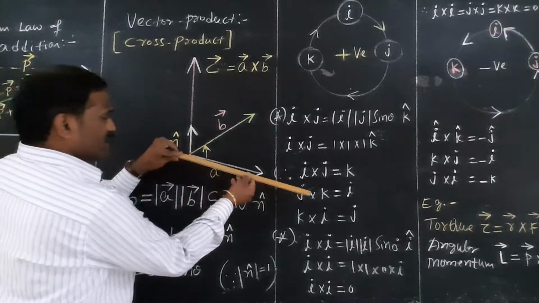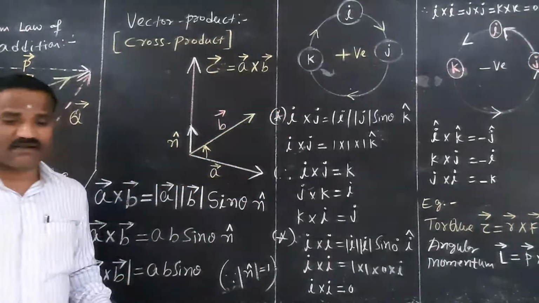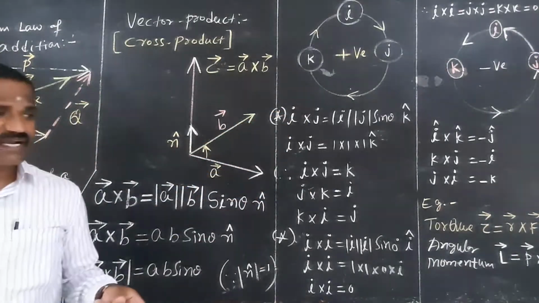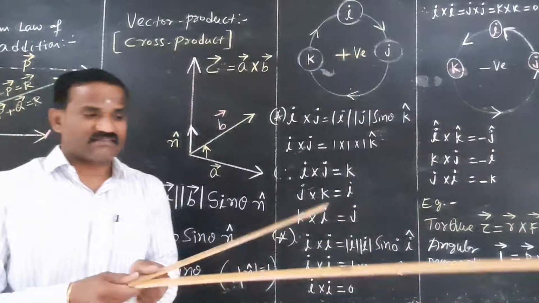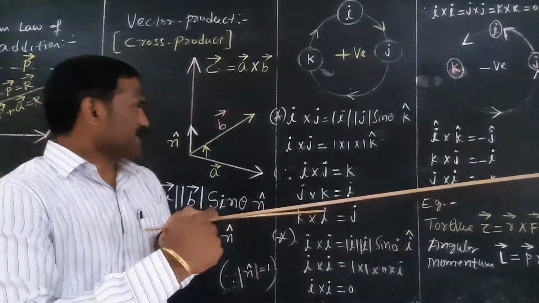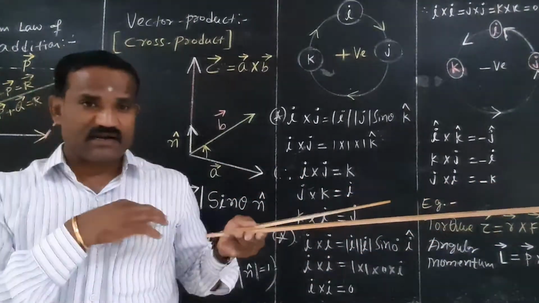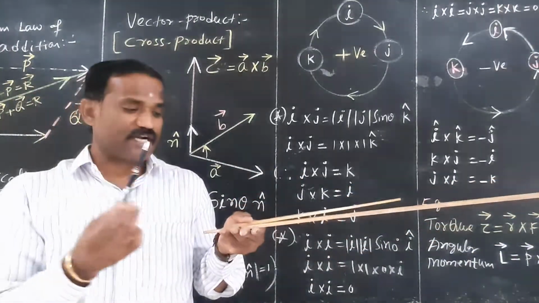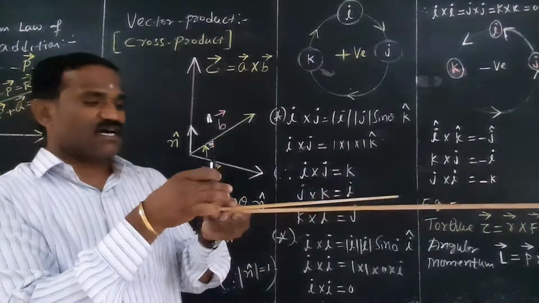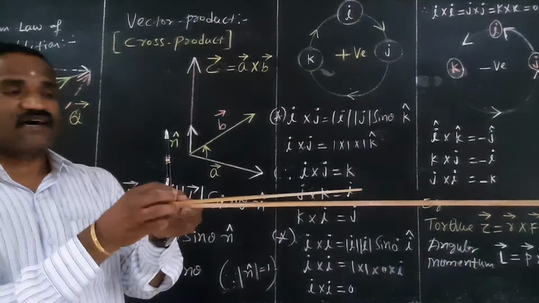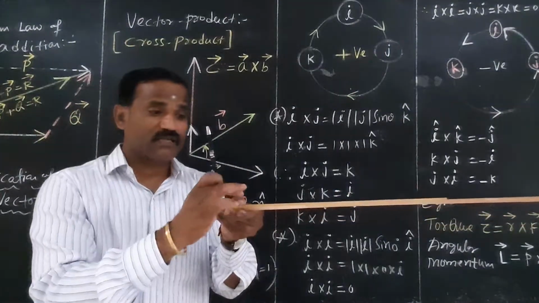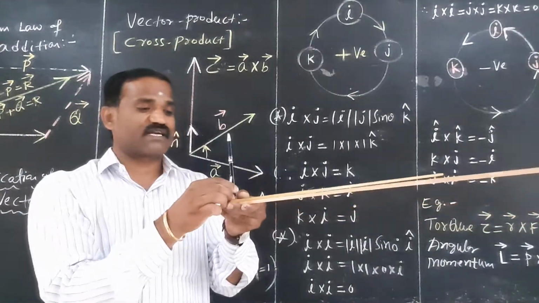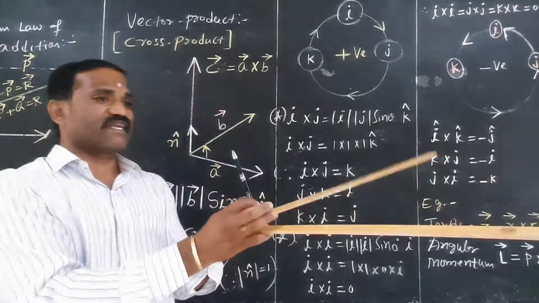This is vector A and vector B. They are along the same plane only. They are in the same plane, which represents both magnitude and direction. Where is the resultant vector? This is the resultant vector C, which is perpendicular to vector A as well as perpendicular to vector B. Just see here, this is 90 degrees.